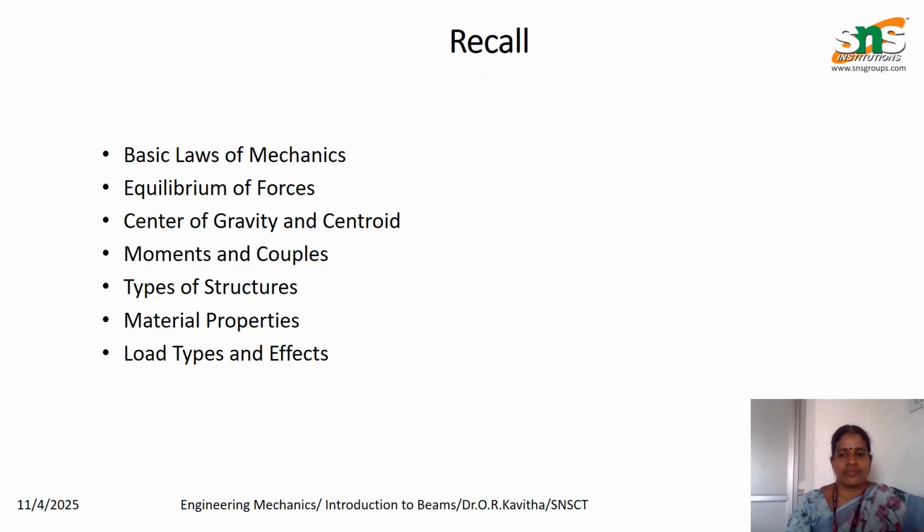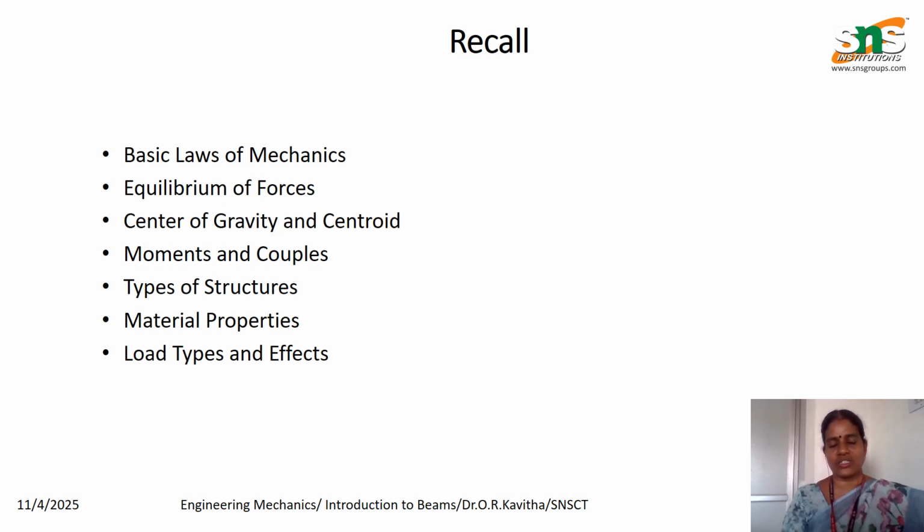So first we have to recall some topics before getting into this topic. First, you should know the basic laws used in engineering mechanics. For example, you have studied Newton's first law, second law, third law, parallelogram law and Lami's theorem, everything in unit 1. And similarly, equilibrium of forces. If you are solving any problems in beams, you should know the equilibrium of forces. You should know the equilibrium conditions.